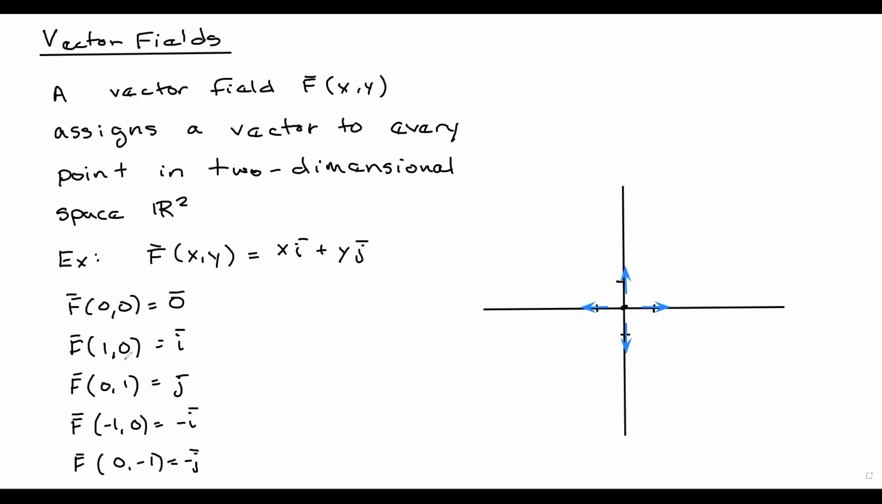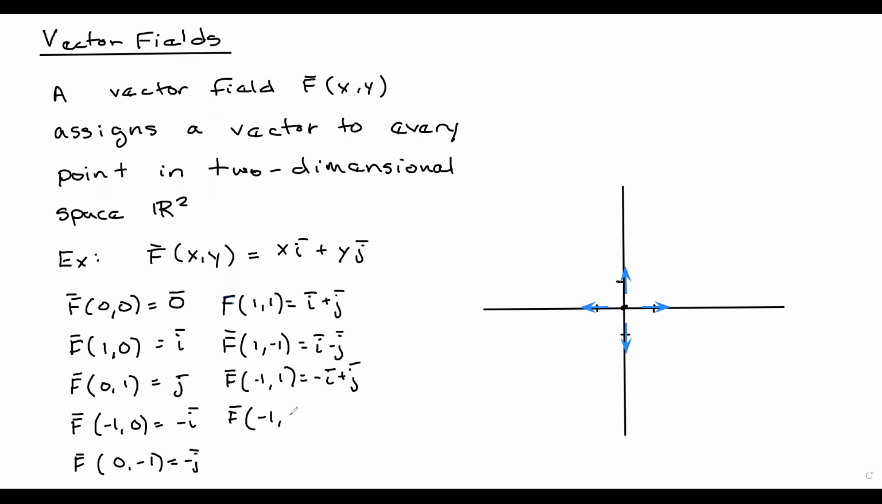And we can plug in more values. We could plug in 1, 1, and we'll get i plus j. We could plug in 1, -1, and get i minus j. And we could plug in -1, 1, get -i plus j. We could plug in -1, -1, get negative i minus j. And then we could graph those.